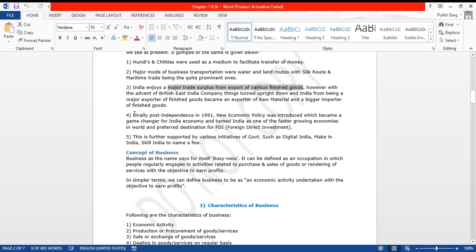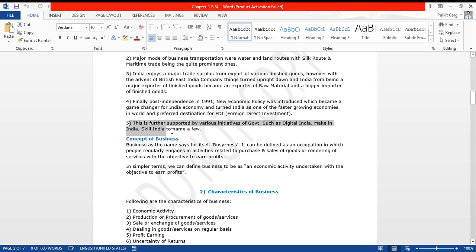Then finally, in 1991, after independence, the government announced the new economic policy, which you might have heard of: liberalization, privatization, and globalization policy. That was a game changer for India's economy, and it turned India into one of the fastest growing economies in the world. India also became a preferred destination for foreign direct investment.